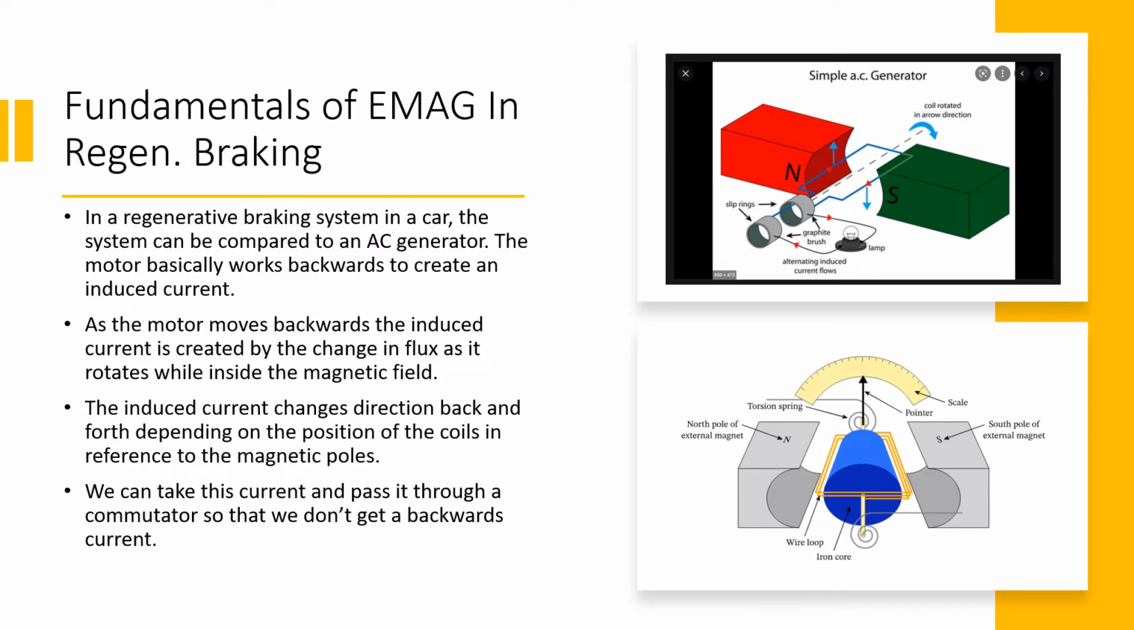The big problem is that when you have current going in two different directions back and forth all the time, you're going to have a net output current of 0. But if we pass that through a commutator, which is something I looked up to figure out for this class, we can get a consistent current going in one direction and charge a battery.